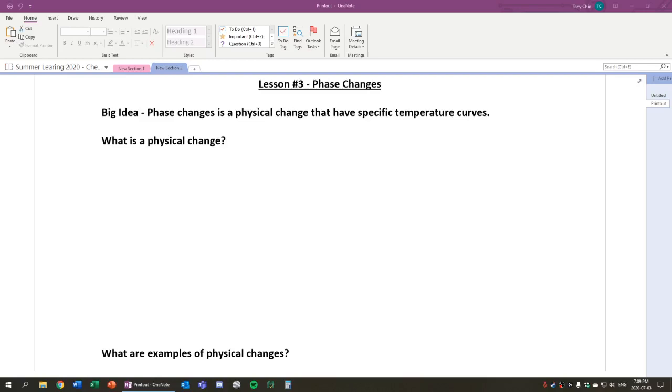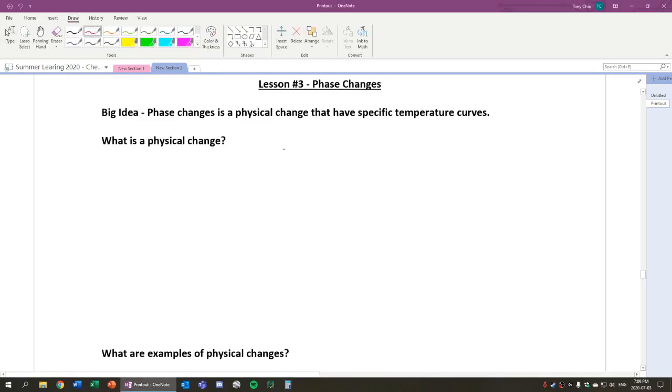Hey everybody, in this lesson we're going to talk about phase changes. Now phase changes is a physical change that have specific temperature curves. So what does that mean? Well, we're going to get into that as the lesson progresses.